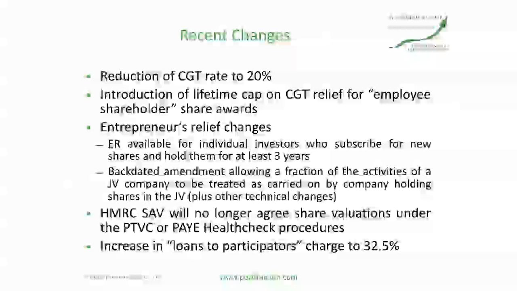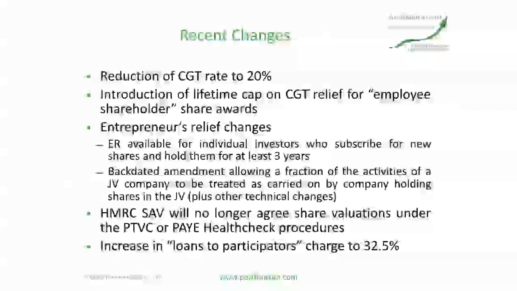A change that might seem fairly technical but might have a much more extensive impact is that HMRC will no longer agree share valuations under the post-transaction valuation check or PAYE health check procedures. As a reminder of what that involves, if companies make share awards subject to PAYE, so that will be listed companies or share awards in a subsidiary for the most part, the company has to operate PAYE on its best estimate of the value of the shares. What if you get that best estimate wrong? You potentially have failed to operate PAYE correctly. That's not a desirable situation from anyone's perspective, including HMRC's.